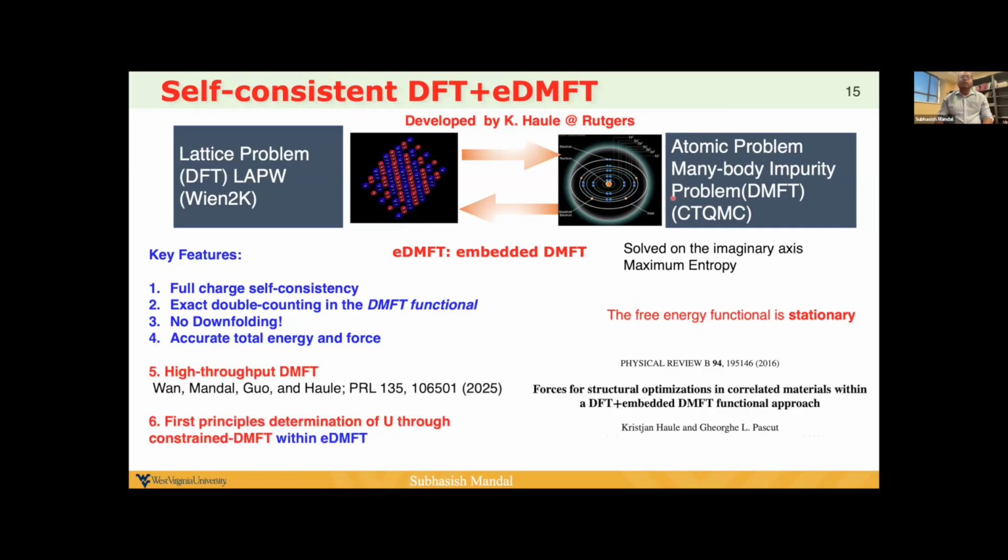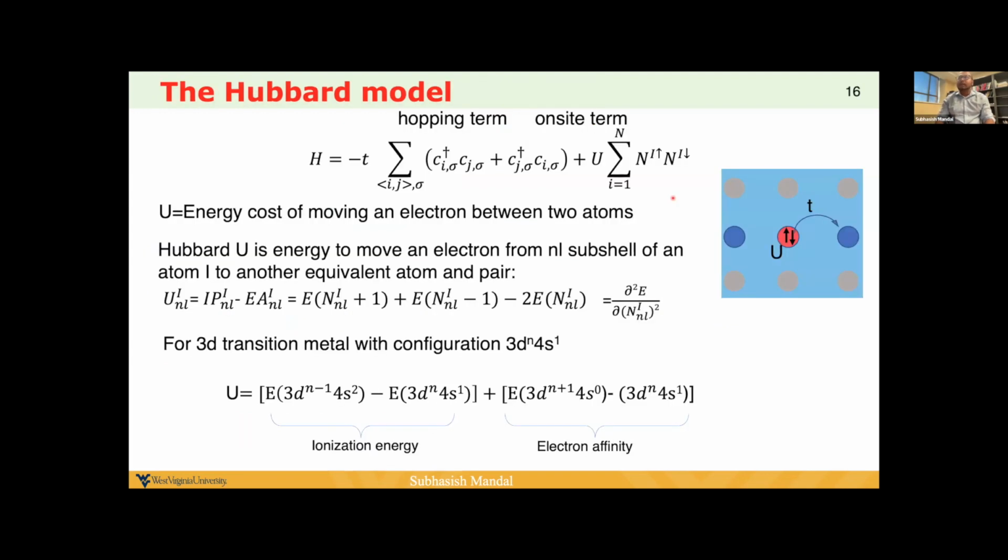And for that, we can get accurate total energy as well as force, which will be important for this talk. And very recently, we have also been doing high throughput DMFT. And then we are also exploring how to get the Hubbard U through constrained DMFT, using this same code that is used to calculate the electronic structure. And I'm going to deviate a little bit from the topic and show how we are calculating this U.